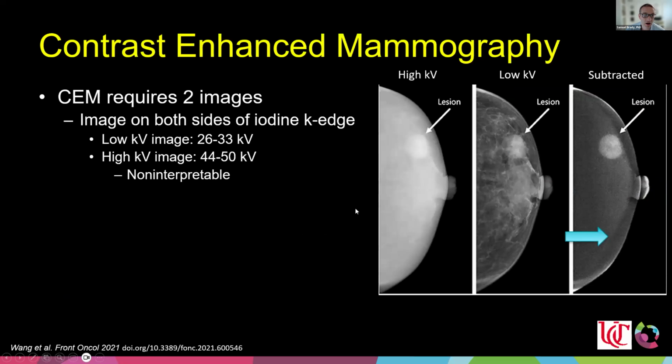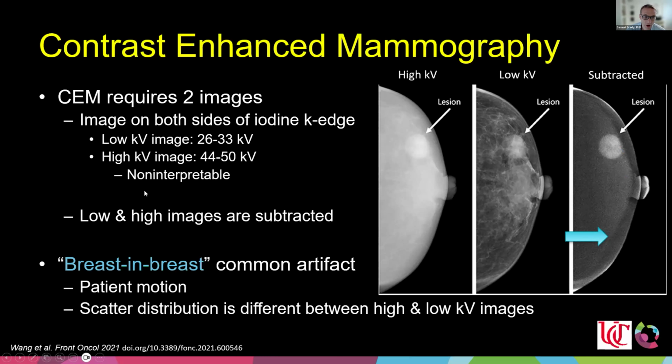The way we acquire a contrast enhanced mammogram is that we acquire a high kV and a low kV, and we simply subtract the two. And because of the contrast attenuation differences of the iodine, any disease that takes up the iodine and absorbs it will be presented quite obviously in the subtracted image. We obviously have to take 2 images, so the dose is doubled in this procedure.